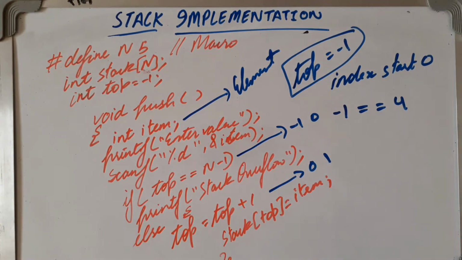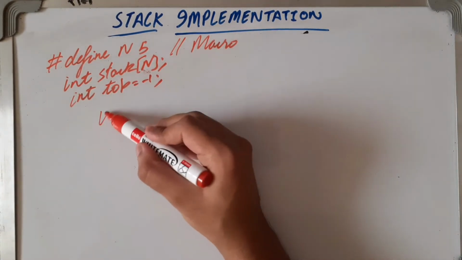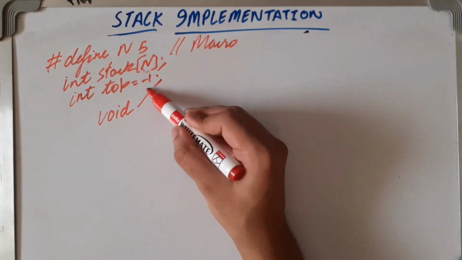Okay guys, you are now able to understand this thing. Now we are going to work on pop functionality. Now we have a function void pop.